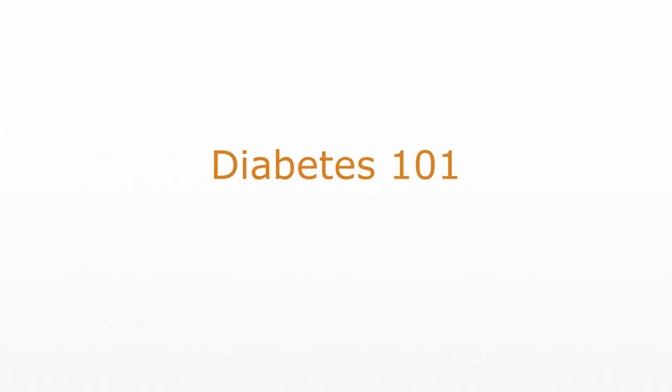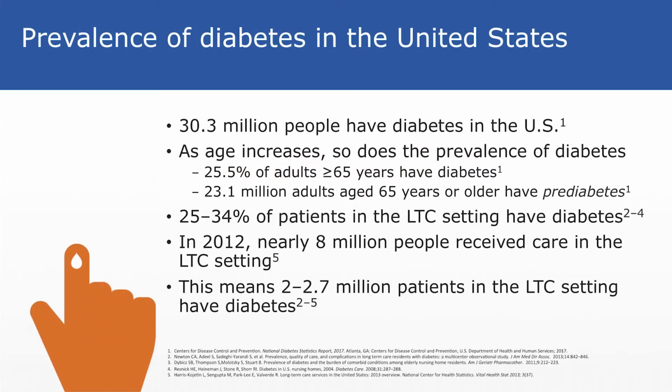Diabetes 101. Diabetes continues to be a growing epidemic in the United States, with devastating physical, emotional, and financial implications to patients as well as an increasing burden on the healthcare system. It is estimated that over 30 million people are living with diabetes in the U.S., which equates to approximately 9.4% of the general population. As age increases, so does the prevalence of diabetes.